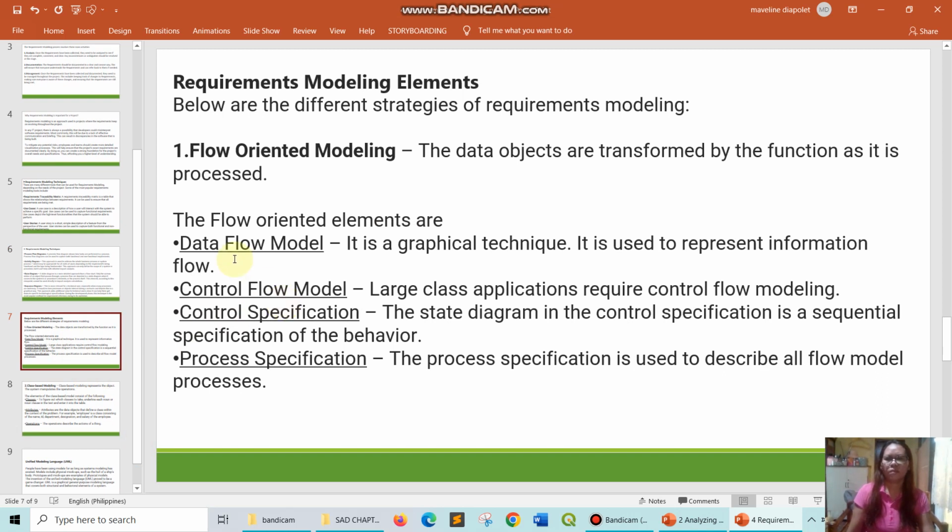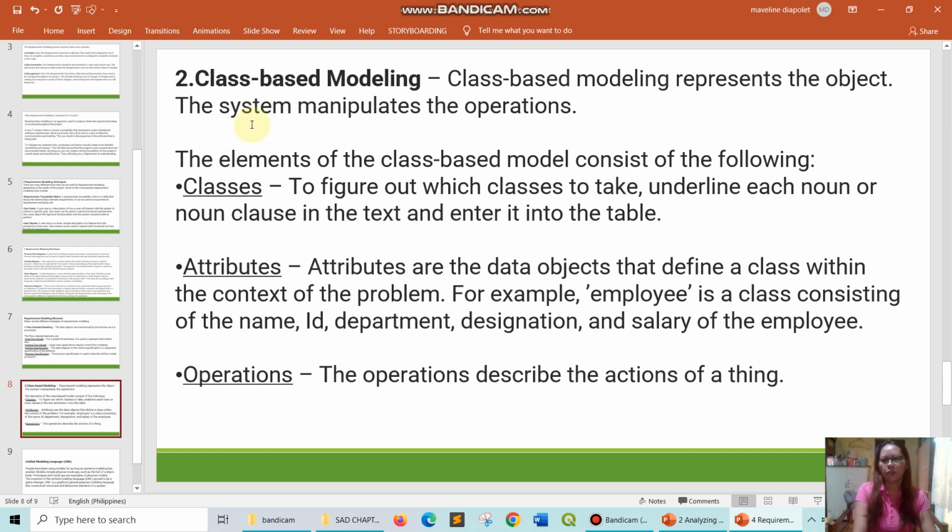So below are the different strategies of requirements modeling. So the flow-oriented modeling. So the data objects are transformed by the function as it is present. So the flow-oriented elements are data flow model, control specification, and process specification. So the second is class-based modeling. So under class-based modeling are classes, attributes, and operations.